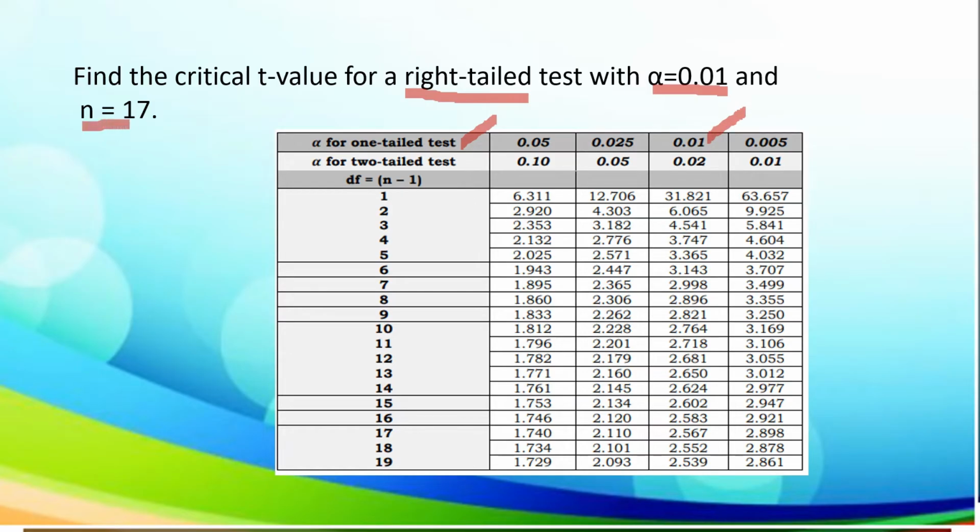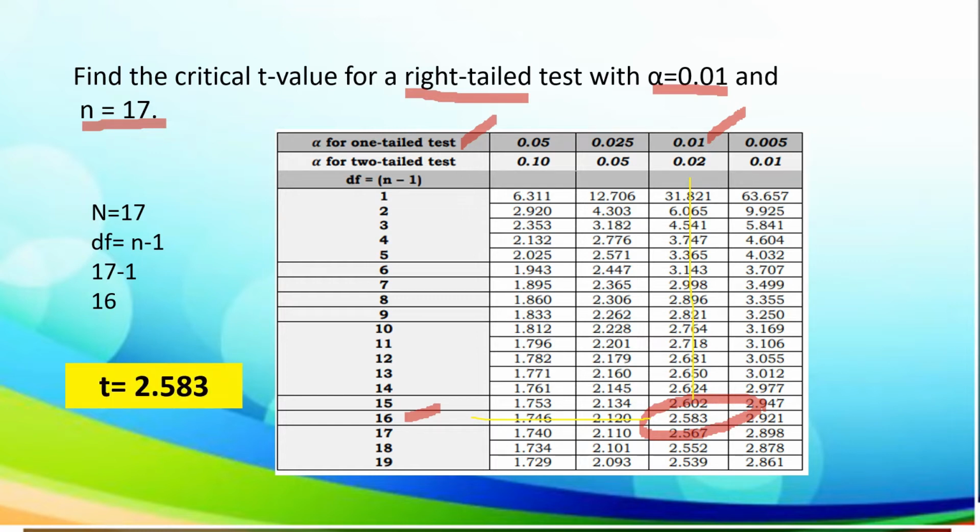Now, using our given sample, let us determine the degrees of freedom by using the formula, degrees of freedom equals n minus 1. Arriving at an answer, we have 16. On our t-table, 16 falls here. Now, with the level of significance and degrees of freedom, we locate the critical value, which is 2.583. Since we are referring to a right-tailed test, our t-value will be positive 2.583.